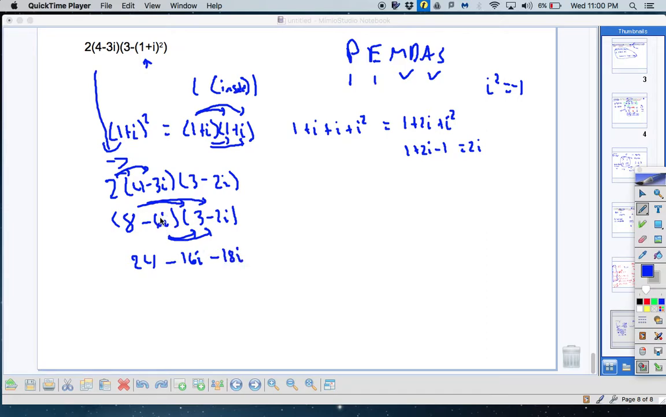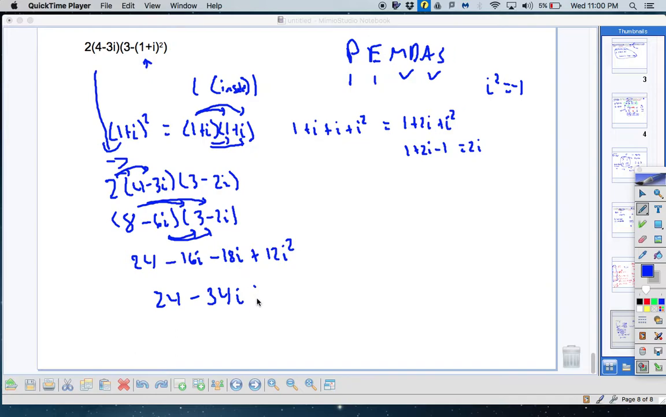And lastly, we've got negative 6i times negative 2i. A negative times a negative is a positive. 6 times 2 is 12. And then the i times i is i squared. And we have a middle term that we're going to have to clean up. So we get 24 minus 16i minus 18i is going to be minus, let's see, 34i, I think. Yeah, minus 34i.